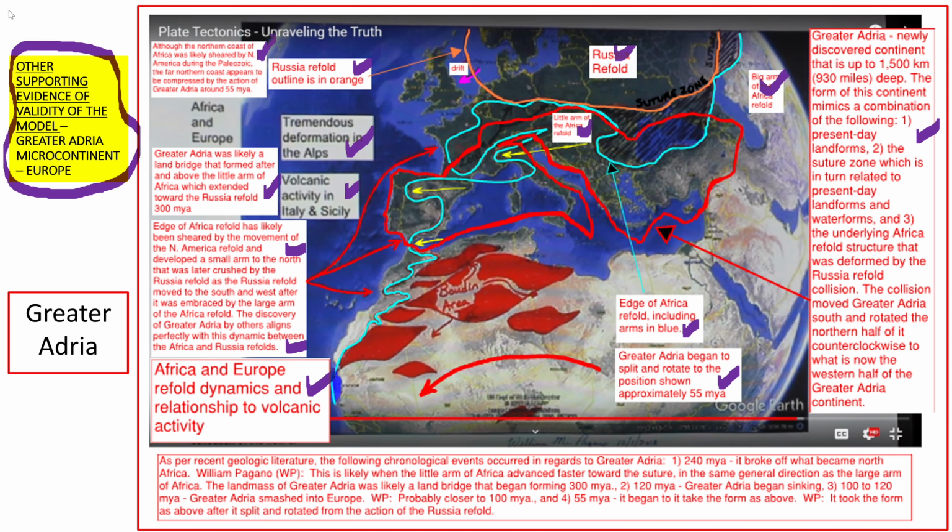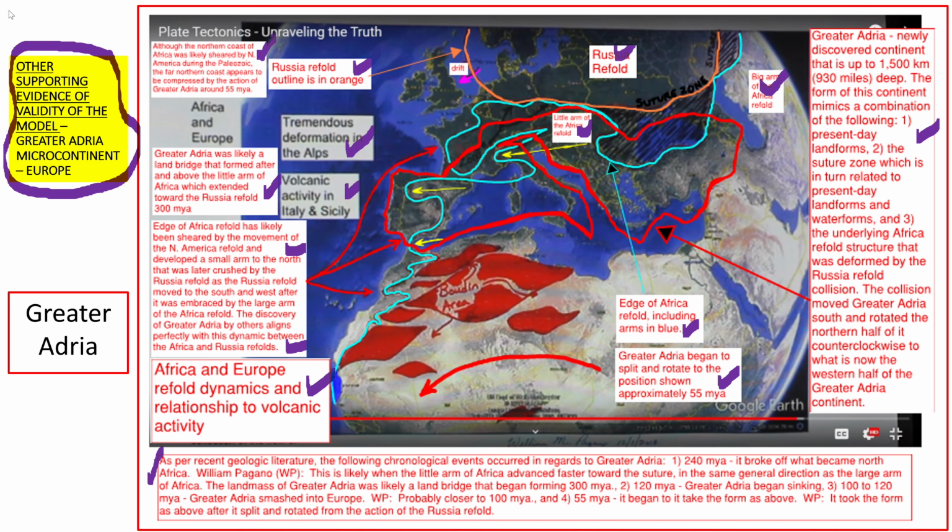Okay, so now for the details below. As per recent geologic literature, the following chronological events occurred in regards to Greater Adria. 1. 240 million years ago, it broke off what became North Africa. So remember that arm was growing and all, like 300 million years ago. So the Greater Adria was forming, and then it broke off as it continued advancing. According to my model, William Pagano, WP, this is likely when the little arm of Africa advanced faster towards the suture, in the same general direction as the large arm of Africa. The landmass of Greater Adria was likely a land bridge that began forming 300 million years ago.